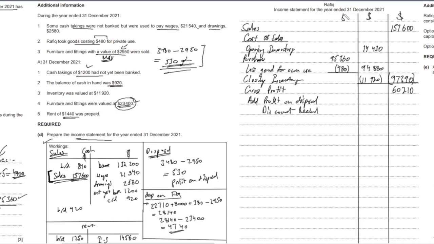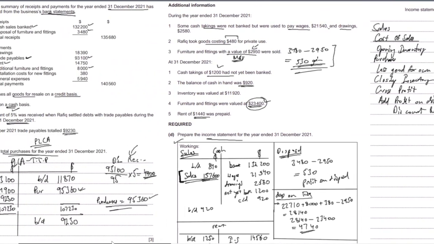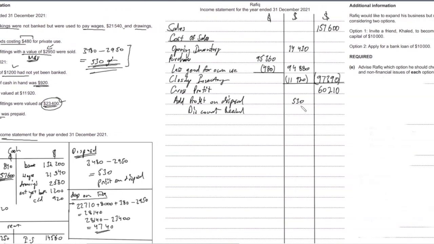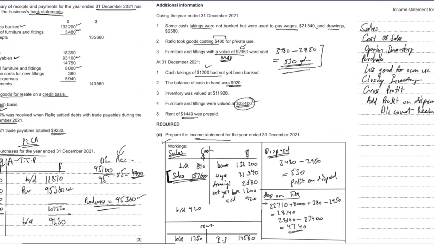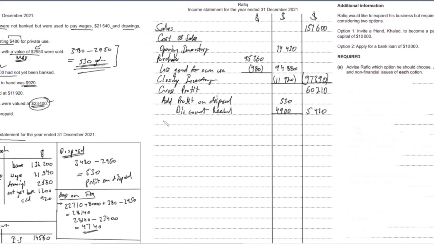Dollar sign. Let's put in the values. Profit on disposal 530, discount received 4900. Let's put it there with the gross profit. 530 plus 4900 is 5430. And then finally, less expenses.